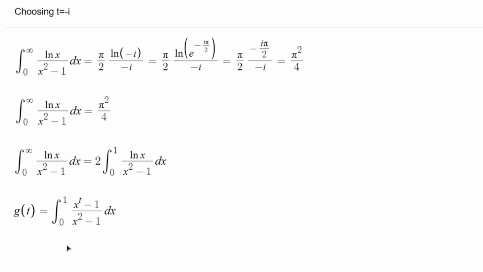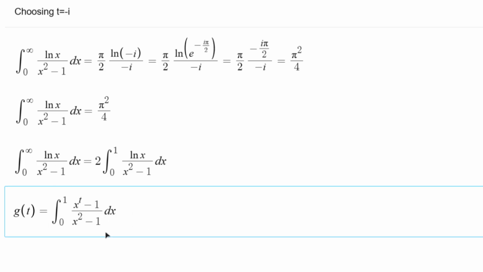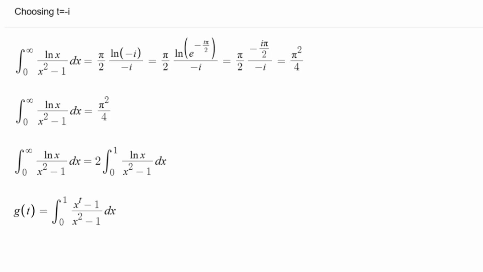This will converge for, I believe, certain values of t. Okay, so this one at least works. So there's our g of t.